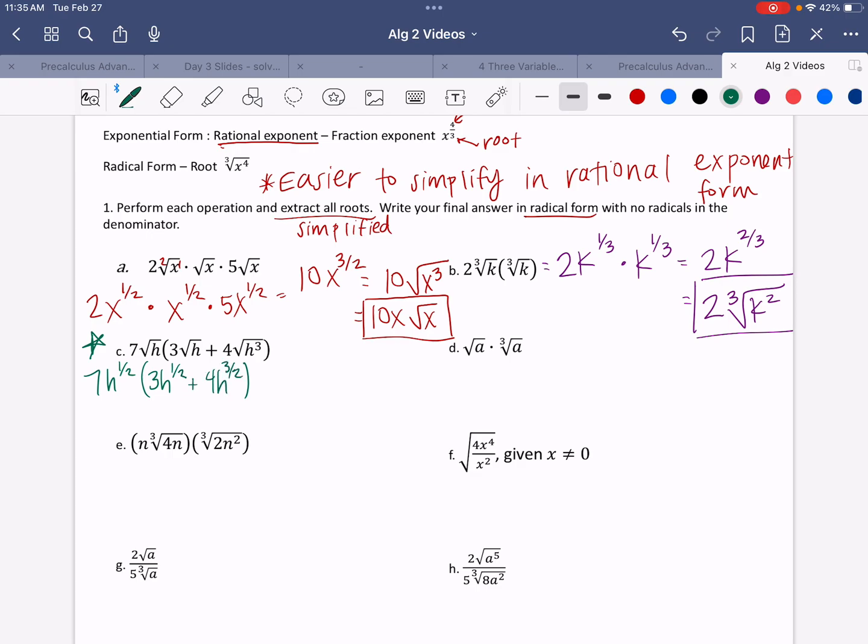And I'm going to distribute. So I'm going to have 21h to the 2/2, which is just 1. So I guess I'll write it 2/2, and then we'll simplify. 7 times 4 makes 28h to the 4/2. And here, these divide evenly. I just get 21h plus 28h squared. And that's as far as I can go. I don't need to convert it back to a radical because there is no radical.